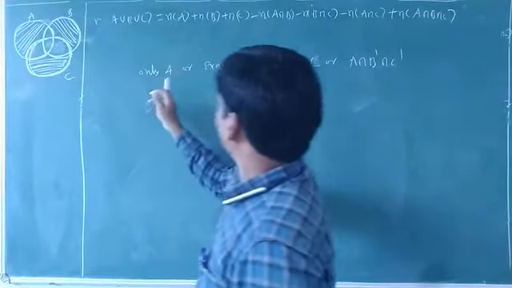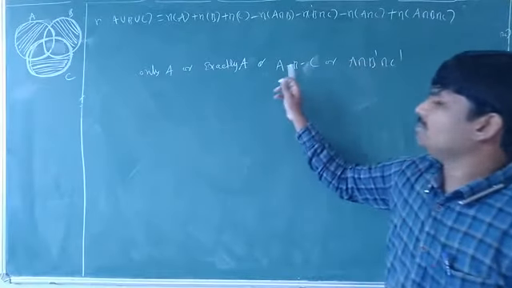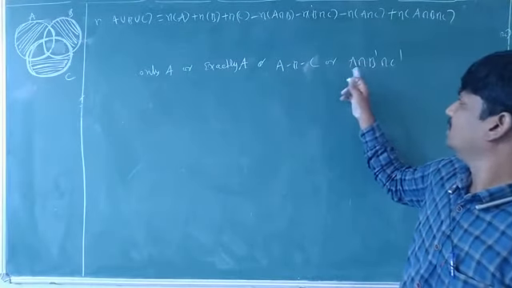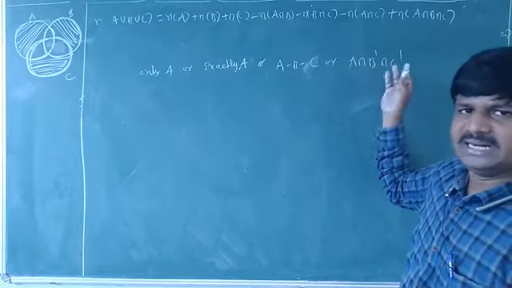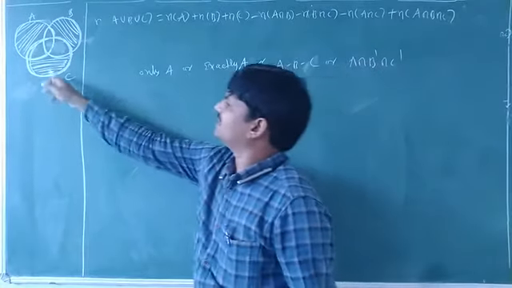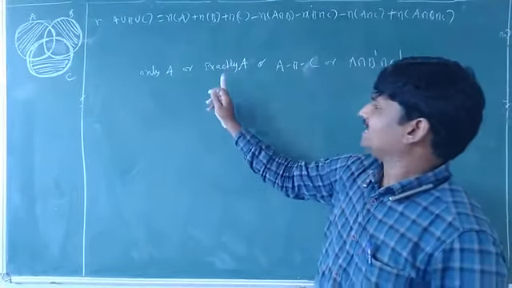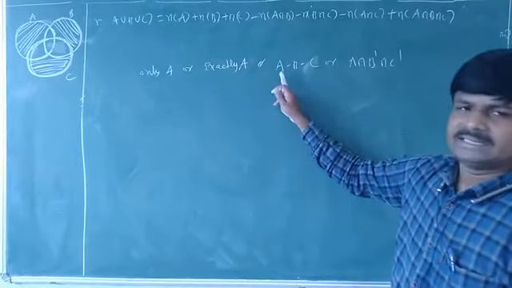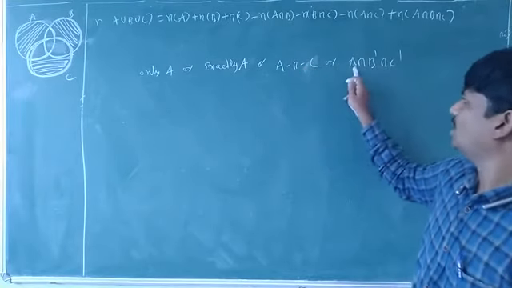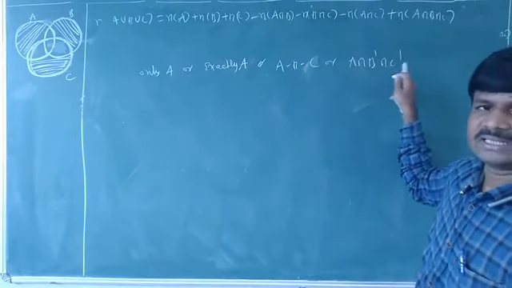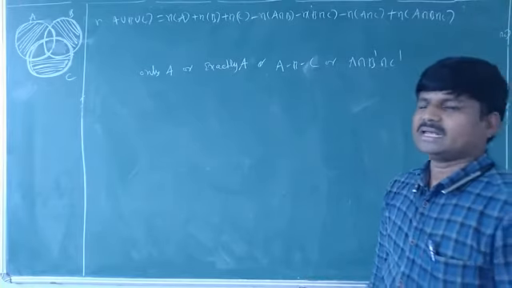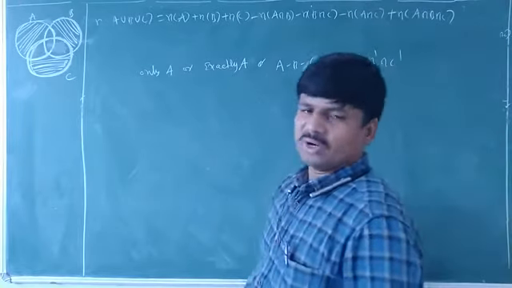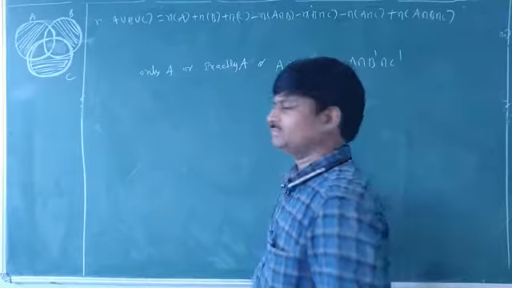Same like this, only B, exactly B or B minus A minus C or B intersection A dash intersection C dash. That is also. Next, only C or exactly C or C minus A minus B or C intersection A dash intersection B dash. Like this. Okay, remember. These are the notations of only A, only B, only C. Okay, remember.